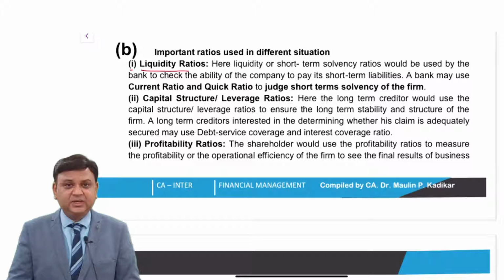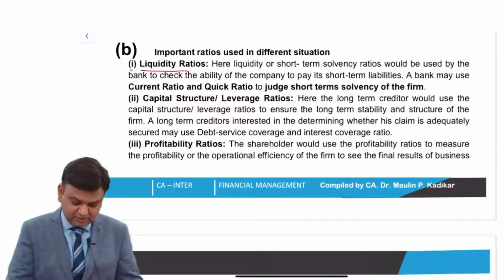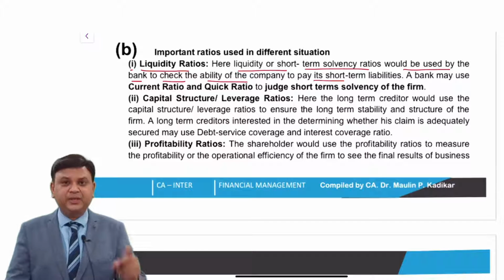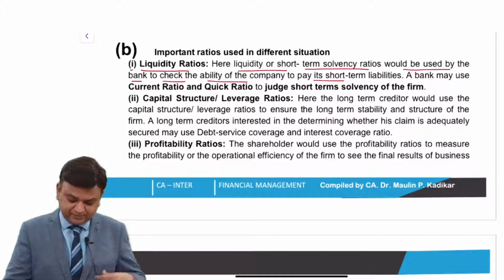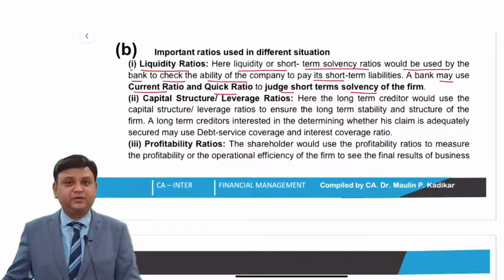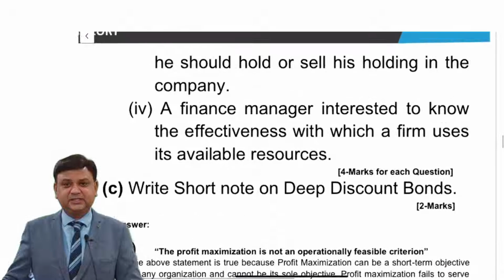Answer for the first question, liquidity ratios. Here the liquidity or short-term solvency ratios would be used by the bank to check the ability of the company to pay short-term liabilities. A bank may use current ratio, quick ratio to judge the short-term solvency of the firm. That is the answer.